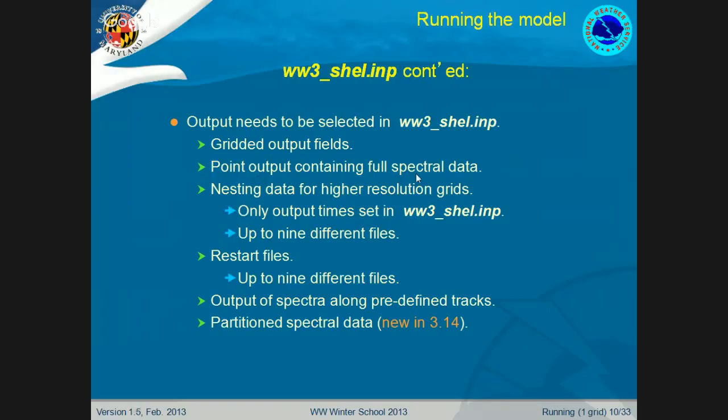Then you can also request full spectra at some points, and you can have as many points as you want. So these days in our global model, we have 13,000 points. That's a lot of spectra to carry around. You can have output for nesting, other high-resolution grids. You can generate some restart files. You can generate some spectra along predefined tracks. And you can also output partition spectra.